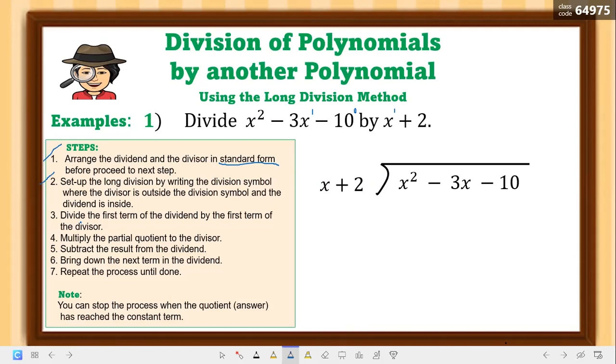Step 3. Sabi dito, divide the first term. Everybody, ito ang first term.